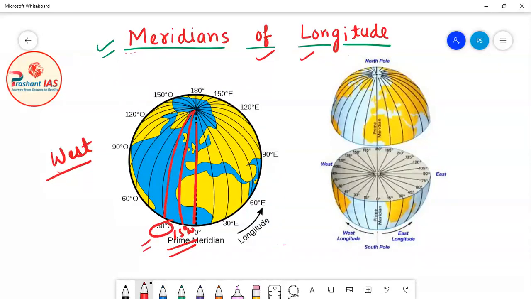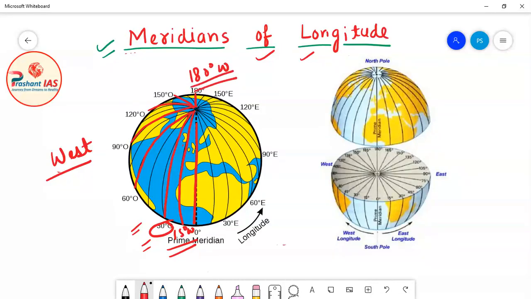Now what is the meaning of 30 degree west meridian of longitude? It means this is a semicircle running from north pole to south pole, which is connecting all the longitudes whose measurement is 30 degree, and it is lying to the west of prime meridian. You can see in this diagram, this is 60 degree west, this is 90 degree west, this is 120 degree west, this is 150 degree west, and finally you will encounter 180 degree west meridian of longitude.